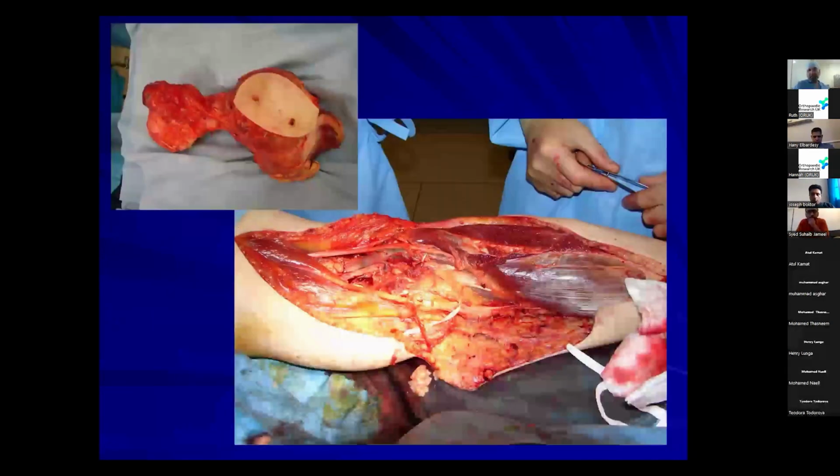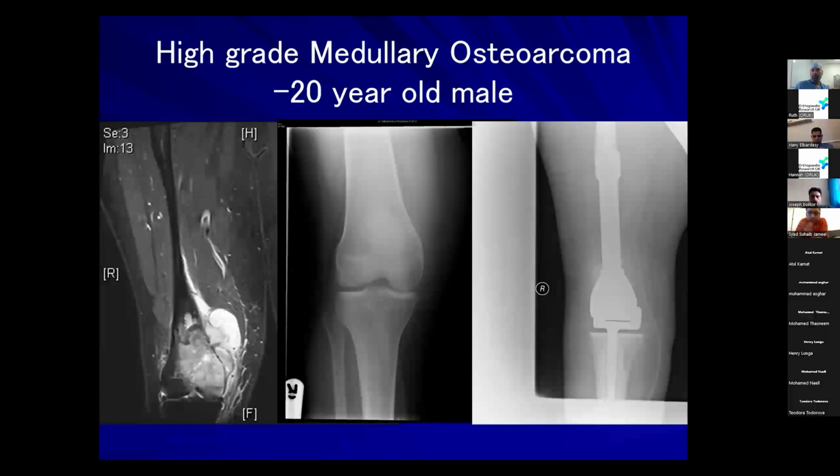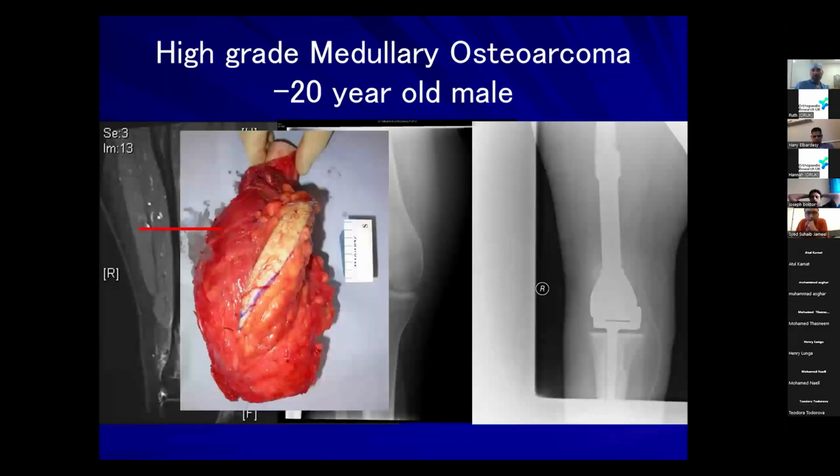You can see that that's the neurovascular bundle. At the back, that's the common peroneal nerve, and that's the tibial nerve going along the vessels into sort of the deep compartment. We then got plastic surgeons to cover that. There's another example of high-grade medullary osteosarcoma with a large soft tissue component treated with a resection and endoprosthesis, which is obviously the mainstay of bony reconstruction in the UK. We can also talk about biological reconstruction, but that's how it was resected and reconstructed.